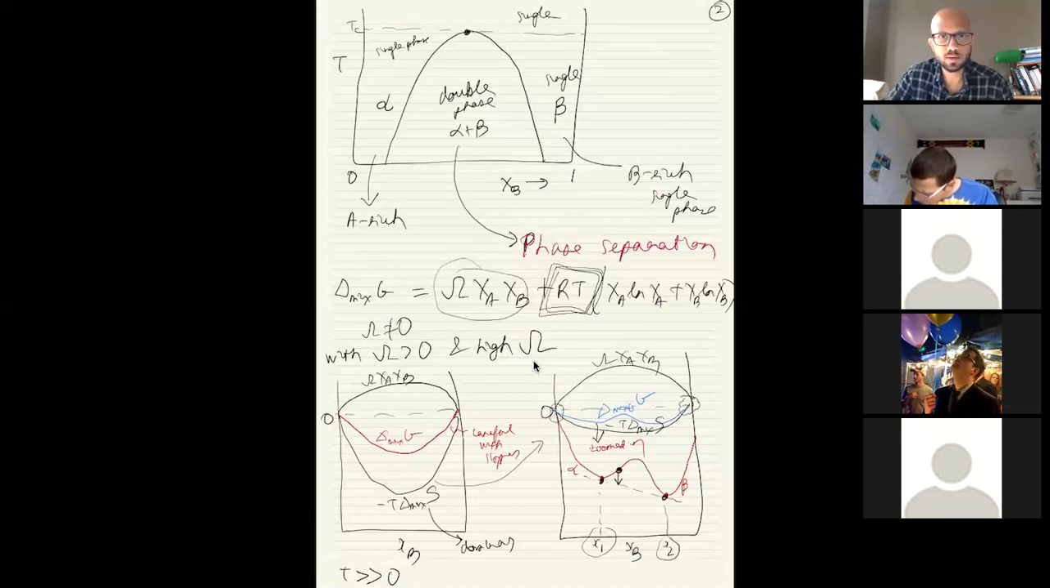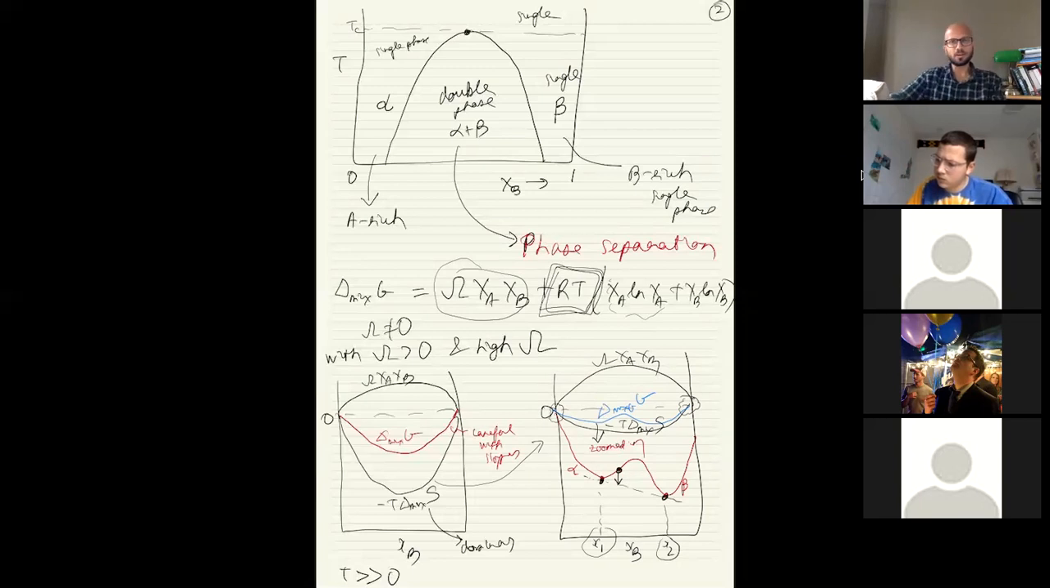Careful with slopes. I did not see the chat messages, sorry. So yeah, the reason I say careful with slopes is that if you were not careful with slopes, how could you ever say that as X tends to zero, which one dominates, the entropy or the enthalpy? As X tends to zero, entropy always dominates because of how we plotted this in class, right? So this is phase separation.